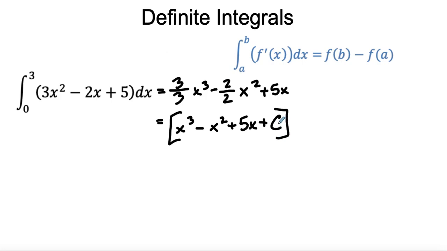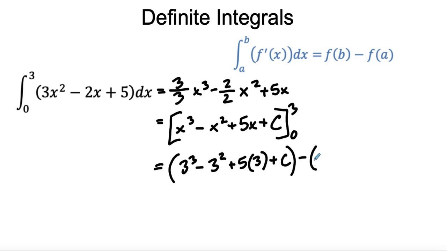Remember, right? With indefinite integrals, we had c. Now, I'm going to show you why that's going to disappear, and you don't have to worry about c, but I'll show you one time so that you can kind of see how it works out, that we don't have to worry about it. So now let's input 3. Let's just rewrite this. So input 3 for x. So we're going to input 3 cubed minus 3 squared plus 5 times 3 plus c.